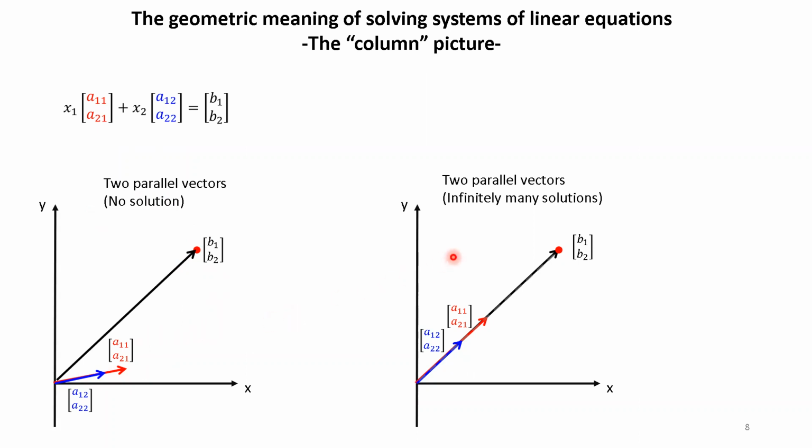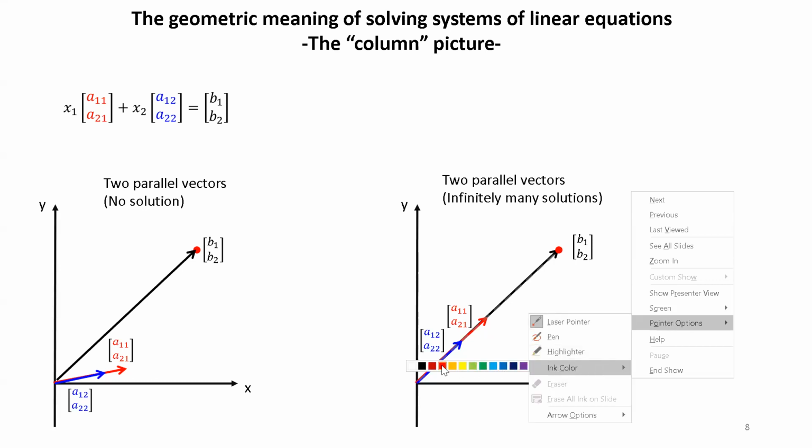One more case here is that again I have two vectors parallel to each other, this red and blue, and they happen to also be in the same direction as this black b vector itself. So in this case, of course, you will have a solution. You can add up some blue and then some red and then get to the black. And in fact, in this case, you have infinitely many solutions.